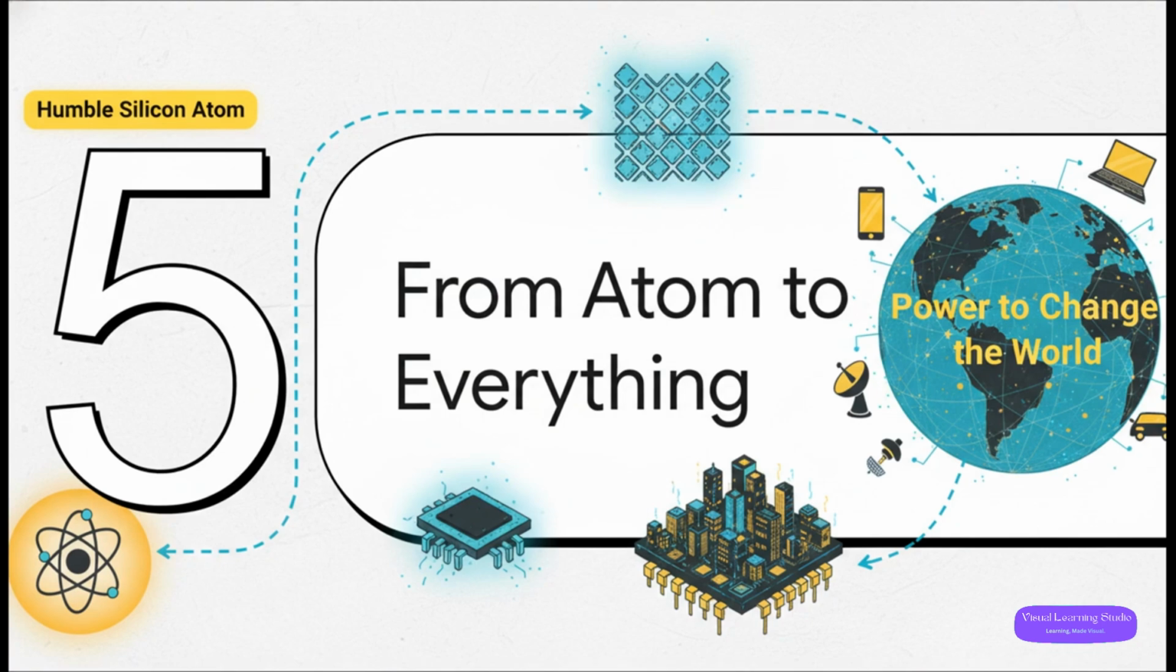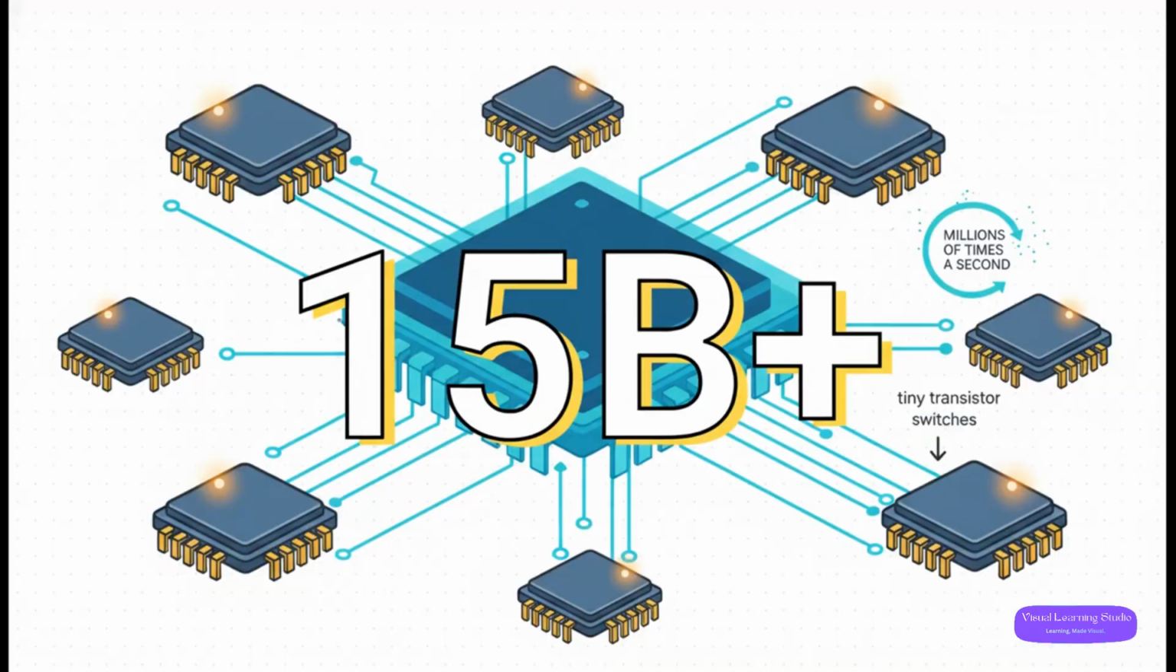We started with a humble silicon atom, which on its own wasn't very useful. But by manipulating it with these really ingenious techniques, we've created something with the power to literally change the world. And I really do mean literally. Just think about this for a second. The processor chip in the phone you might be holding in your hand right now contains over 15 billion of these tiny transistor switches. 15 billion! And each one of them is turning on and off millions of times every single second. It is absolutely staggering to think about.